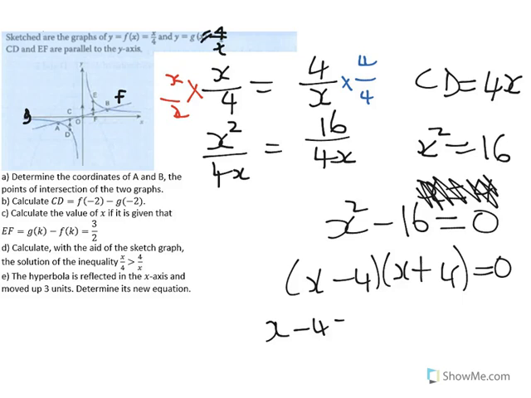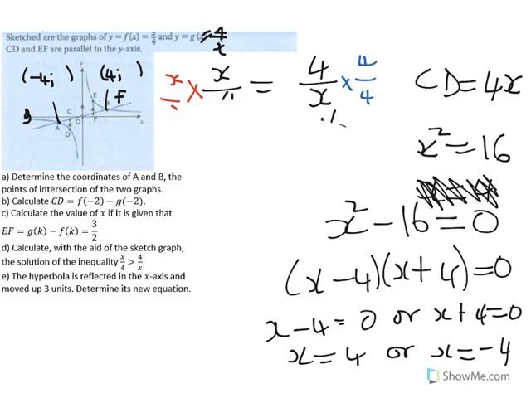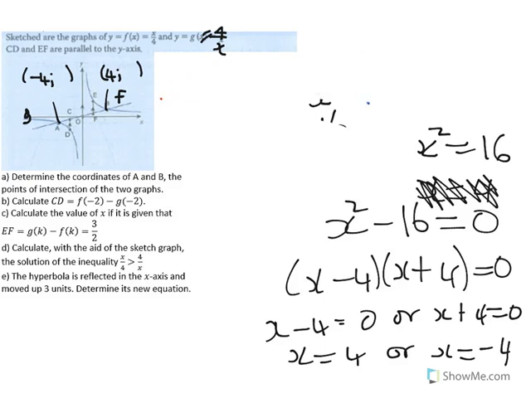And so either x minus 4 is equal to 0 or x plus 4 is equal to 0. And so x is equal to 4 or x is equal to negative 4. Right? So this one will obviously then be the positive one, and this one will be the negative one. And then we need to figure out the y coordinates. And again, should be the same whichever function you plug them into.